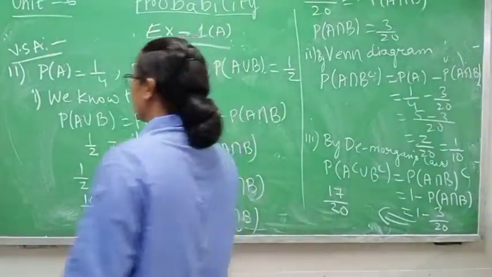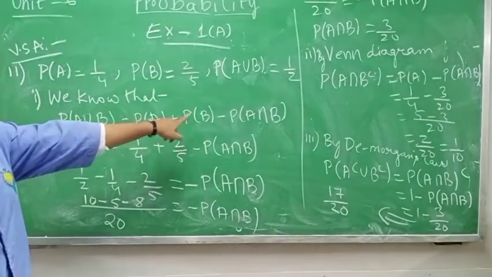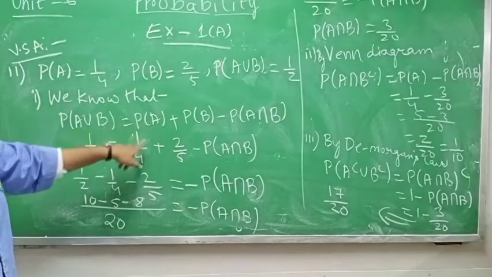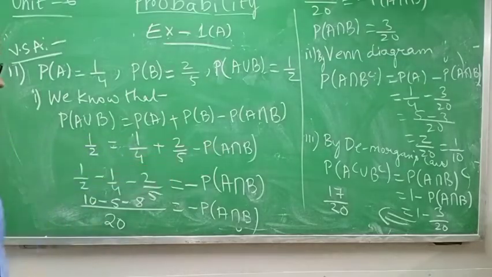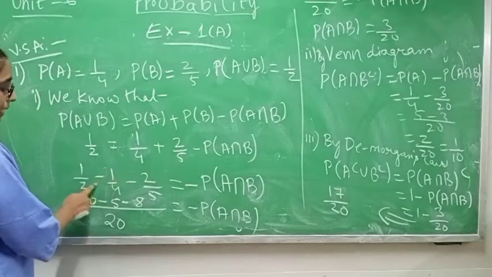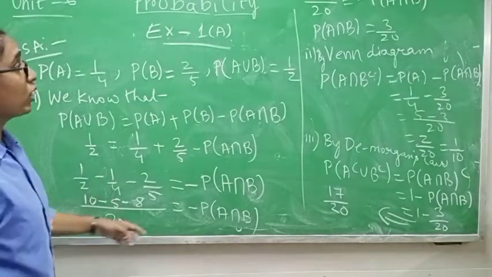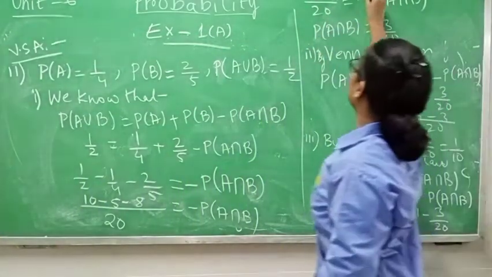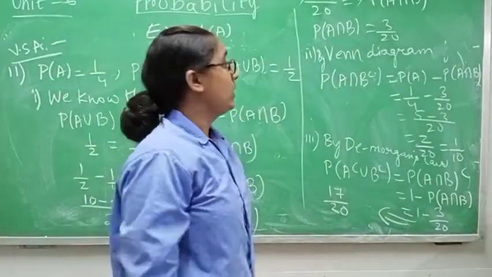When it is not mutually exclusive, then the formula is P(A union B) equals P(A) plus P(B) minus P(A intersection B). P(A union B) is given as half, P(A) is 1/4 plus P(B) 2/5 minus P(A intersection B). Now I am taking plus 1/4 this side, plus 2/5 this side, both will become minus. When you take the LCM, I think you know how to take LCM, and solve, you will get minus 3/20 equals minus P(A intersection B). Now minus minus will cancel, P(A intersection B) equals 3/20.